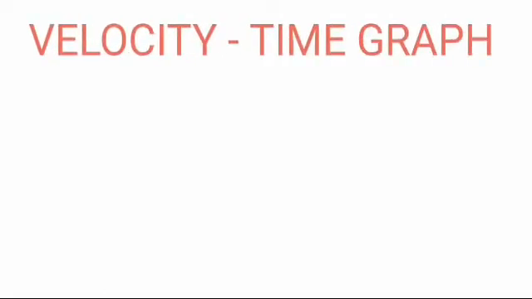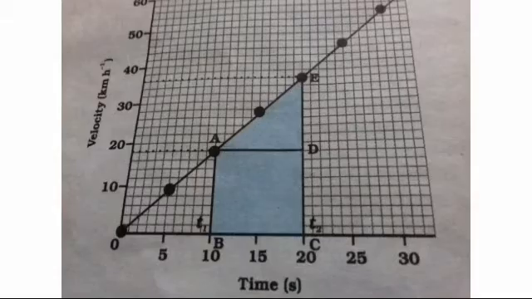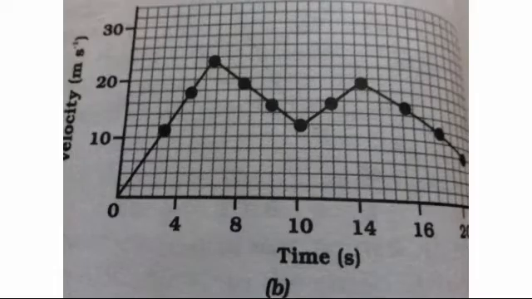Number 2, velocity time graph. Velocity time graph represents change in velocity with respect to time. In this graph, velocity is taken along y-axis and time taken along x-axis. The velocity time graph for uniform acceleratory motion is a straight line. Velocity time graph for non-uniform acceleratory motion is a curved line. Velocity time graph for constant velocity or zero acceleration is a line parallel to time axis.